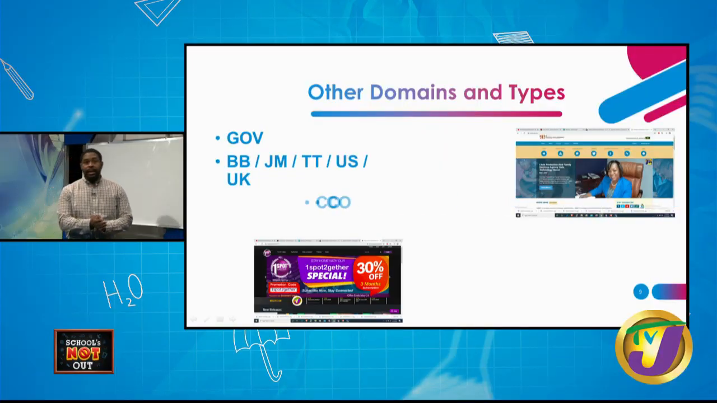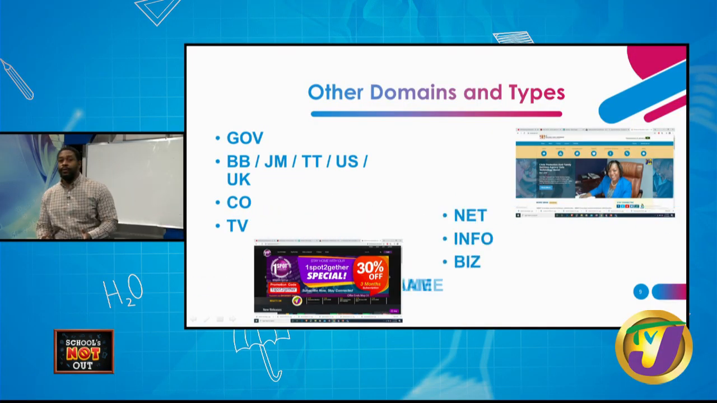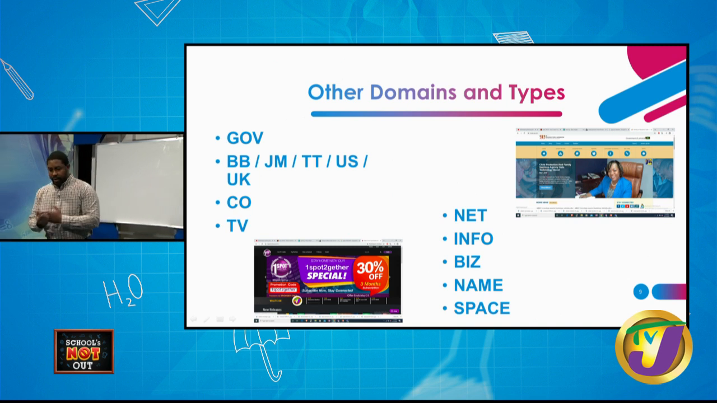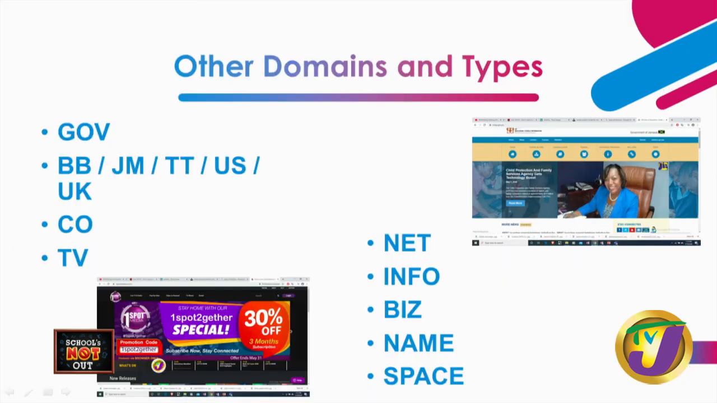Other types of domains we can talk about is .gov, and the country domains. You will say .bb, .jm, .tt, .us. Those represent the countries that register with these particular organizations who sell the hosting. If you try to visit the ministry's website, I think it's moe.gov.jm. That's one of those as well. Then you have .co, .tv, .net, .info, and a host of naming conventions that are out there.